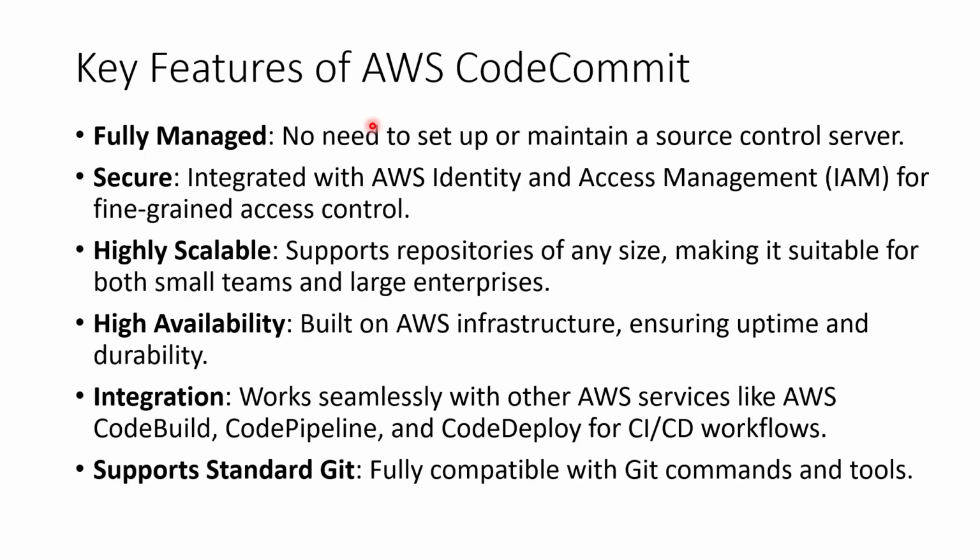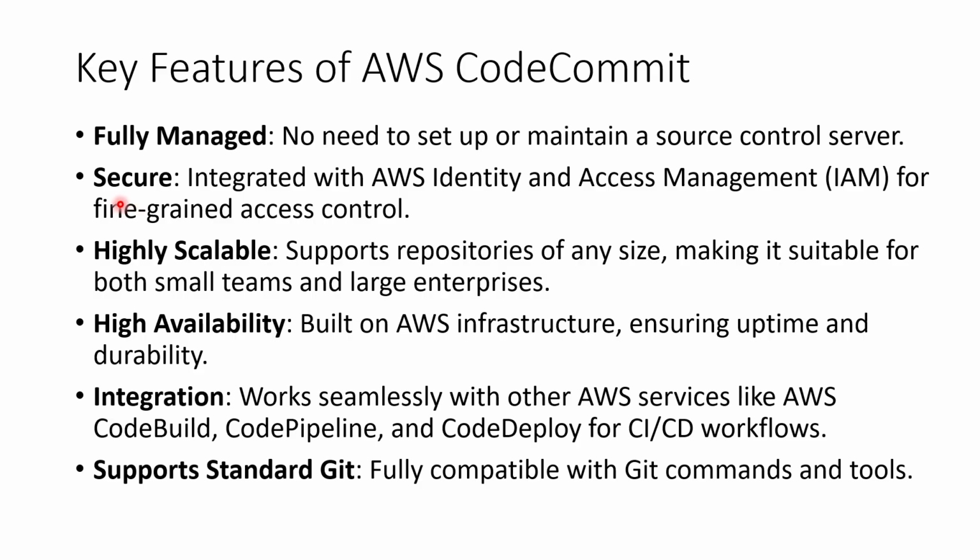Okay, so we'll try to understand the key advantages of CodeCommit. It's fully managed, so there's no need to set up or maintain source code control servers. You need not maintain anything, because everything is managed by AWS itself. Even when it comes to GitHub, we won't be managing any of the provisioning or infrastructure things. Those are taken care of by AWS itself, right?